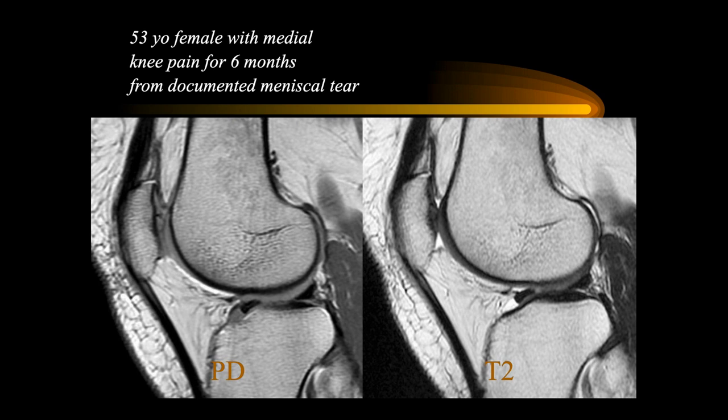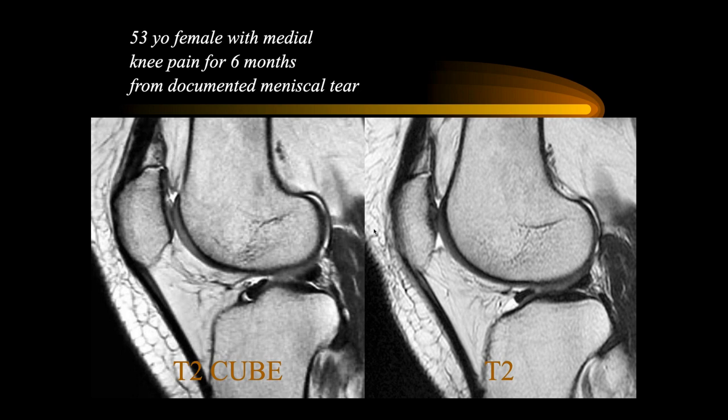This is a 53-year-old female with medial knee pain for 6 months and a documented meniscal tear. Looking here, it seems that the articular surface along the central weight-bearing portion of the joint appears intact, but there is some high-grade chondral loss along the far posterior non-weight-bearing surface of that femoral condyle, probably grade 3 to 4 chondral loss, and grade 1 signal in the articular surface of the patella. And there we can see a deep partial thickness fissure.